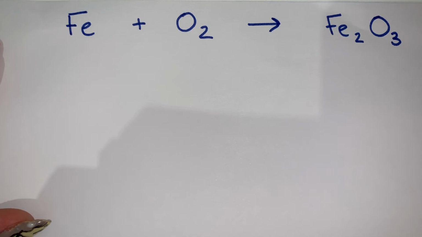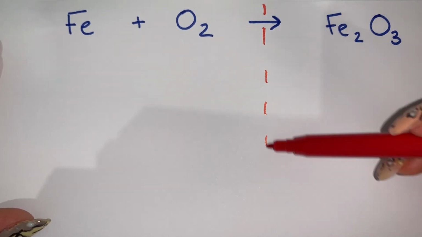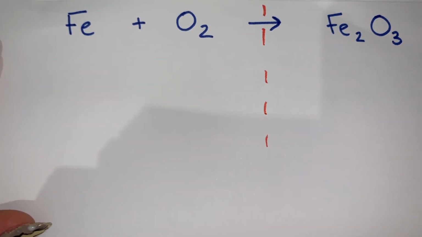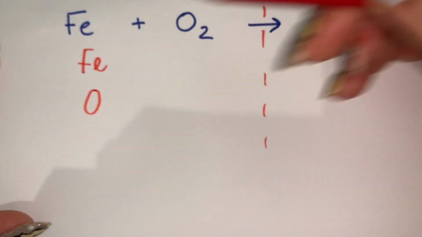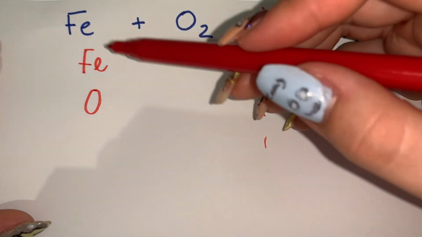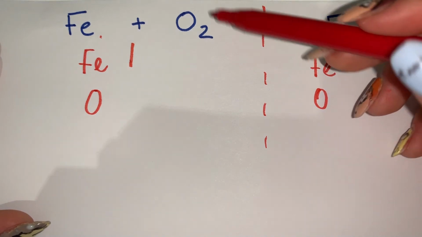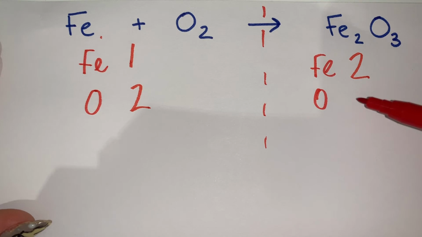The last example I'm going to show you today is iron plus oxygen goes to iron 3 oxide. This one you have to think about because it might not be obvious at first, but again, using this method, we'll work it out. So iron, oxygen, iron, oxygen. Okay, let's take a look. 1 atom of iron, 2 atoms of oxygen, 2 atoms of iron, 3 atoms of oxygen.